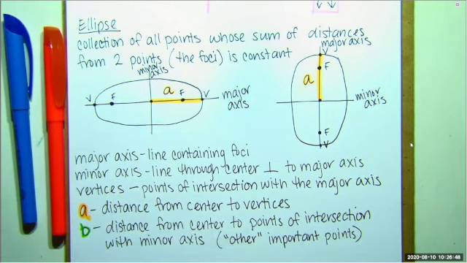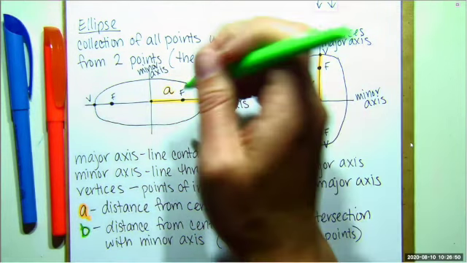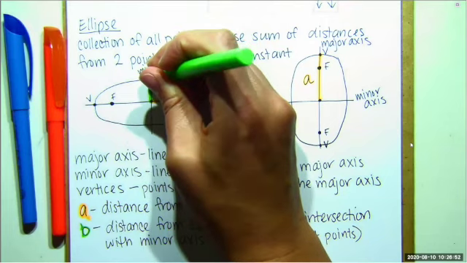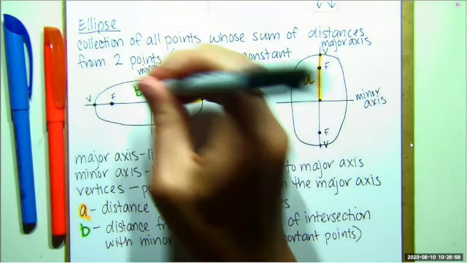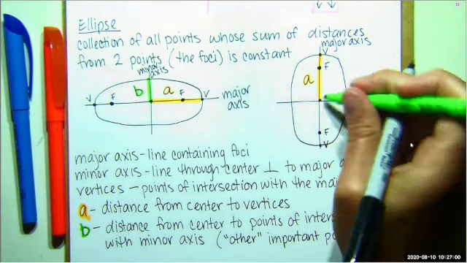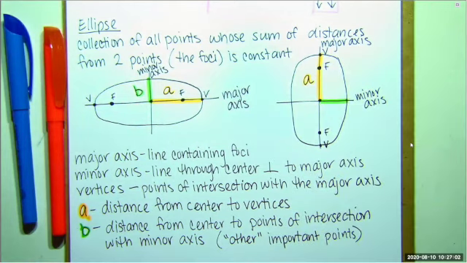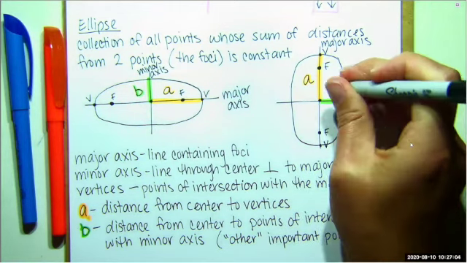So if we look at our picture here, our distance from the center to the points of intersection with the minor axis, this distance is going to be B in our equation. On our other picture here, center to the points of intersection with the minor axis, this distance is going to be labeled B.